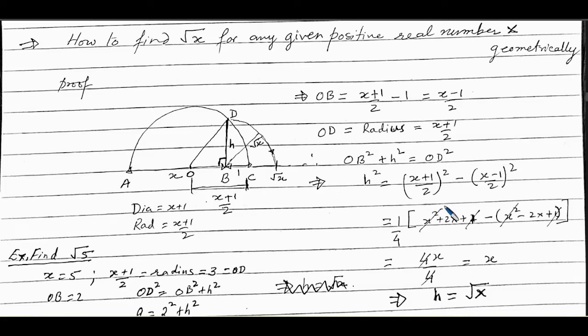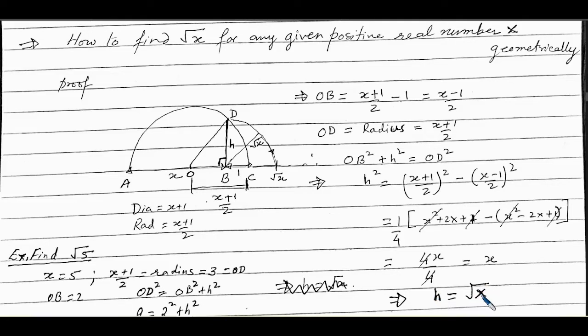So this becomes (x plus 1) the whole square minus (x minus 1) the whole square. (x plus 1) the whole square is x square plus 2x plus 1 square, which is 1, minus of x square minus 2x plus 1. Now x square gets cancelled, plus 1 and minus 1 cancel, so you have 2x plus 2x, and minus into minus is plus. We'll show why minus into minus is plus. So 2x plus 2x is 4x, and 4x divided by 4 is x. So h square is equal to x. So h will be the square root of x.